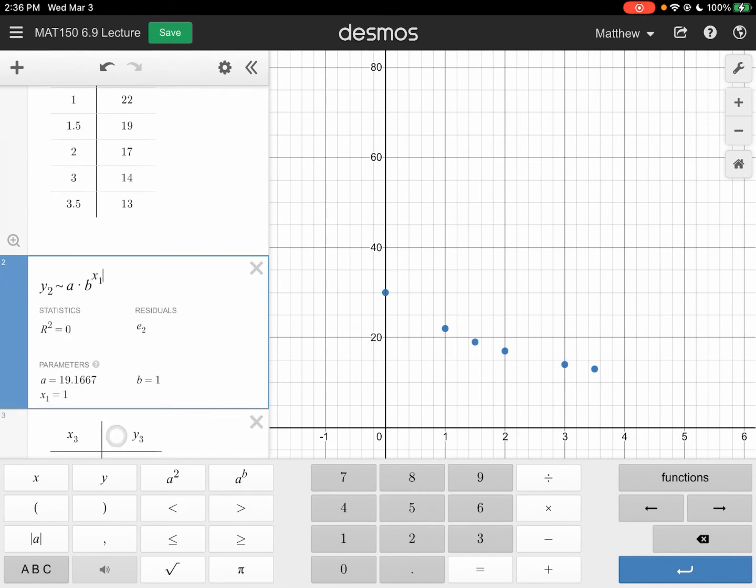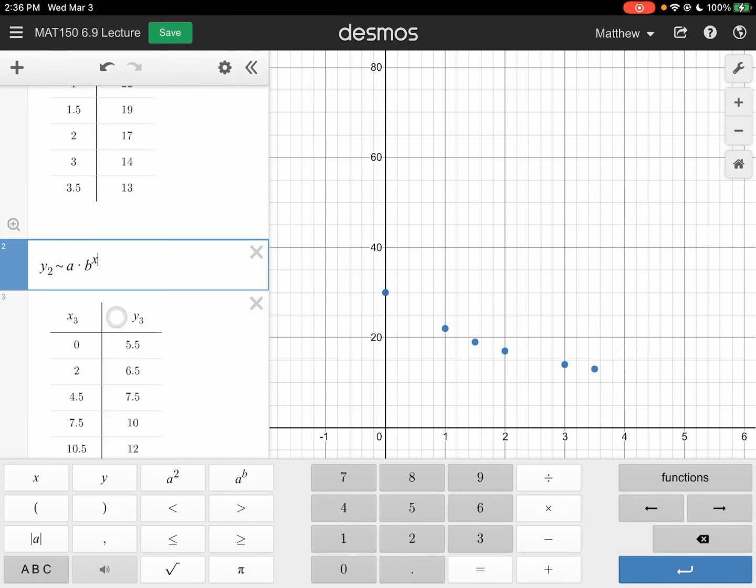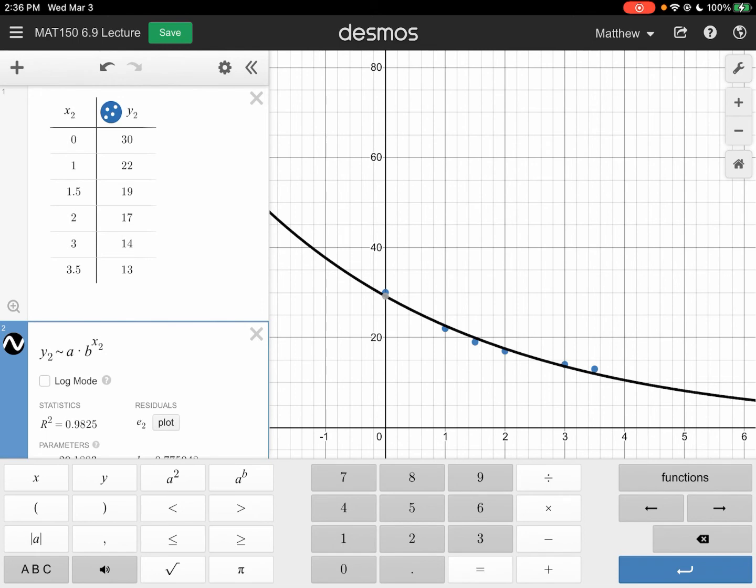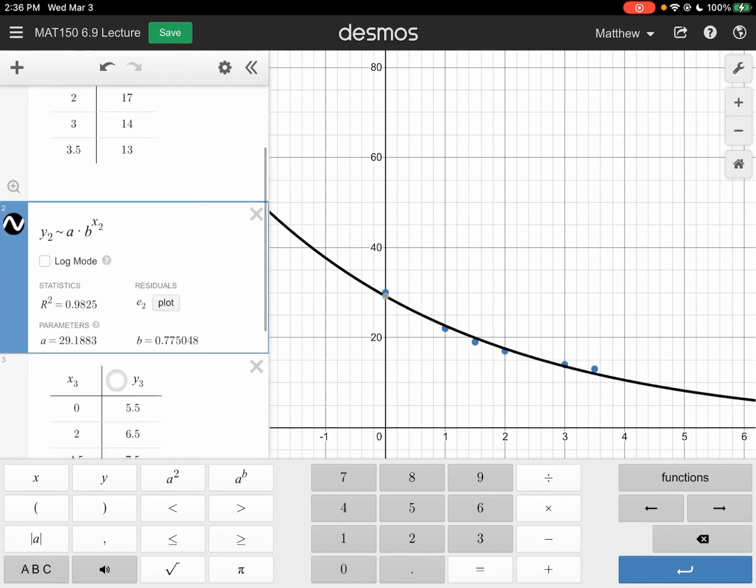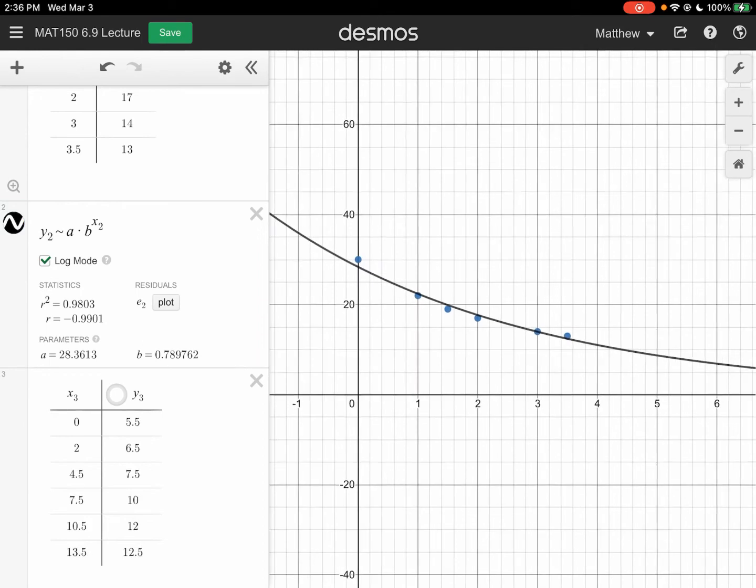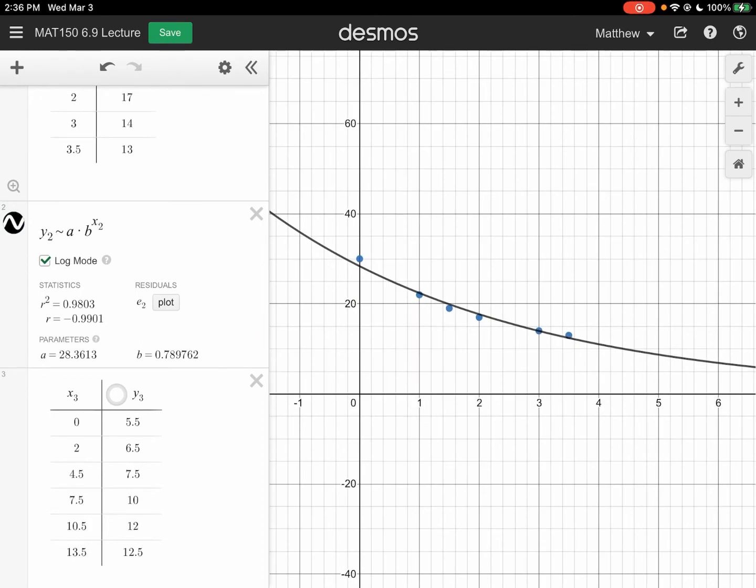Notice nothing happened. That's because I should have typed in x2. Because our table now, the headers are x2, y2, so be careful about that. Make sure the variables you use match the headers of your table. And also make sure you're in log mode, so click that log mode button. Okay, so this gives us the A and the B that we are after.